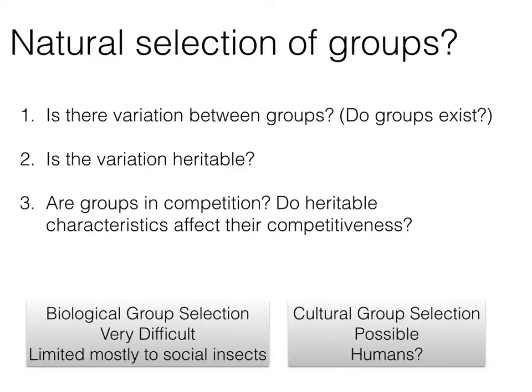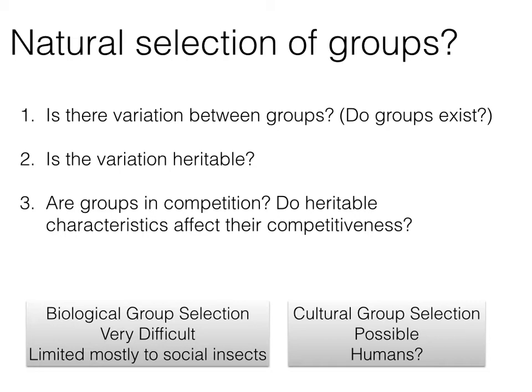Okay, so what do we need to see a natural selection of groups? This would be a group selection. Well, when we talk about natural selection, we've talked about 3 key traits. We need to see variation between individuals. So in this case, is there variation between groups? Do groups even exist? Is the variation heritable? Is this variation passed down between generations? And are the groups in competition? And do heritable characteristics affect their competitiveness?